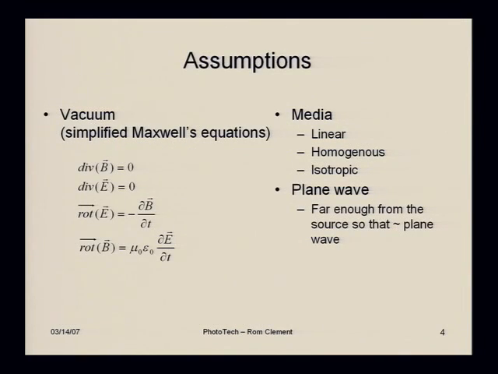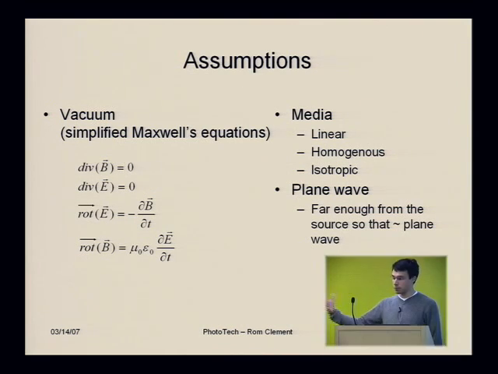Just a couple of assumptions to simplify all the math. We will consider that we are in a linear media, homogeneous and isotropic. As I said before, we're far enough from the light source so that the light can be considered as a plane wave. With all these different assumptions, and assuming that we don't have charges or current in the media, Maxwell's equations are a lot more simplified.